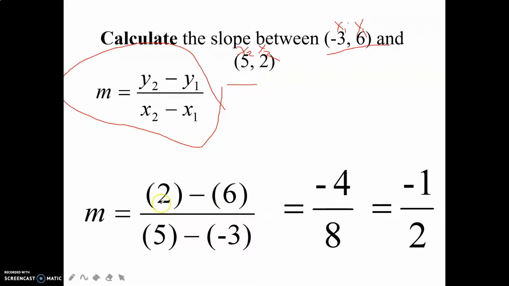We have 2 minus 6 over 5 minus negative 3. And simplifying 2 minus 6, we get negative 4. 5 minus negative 3, we get positive 8. So the final answer is negative 1/2.